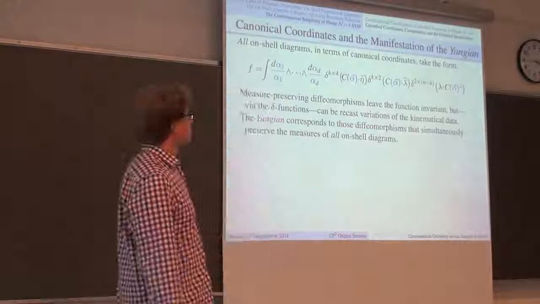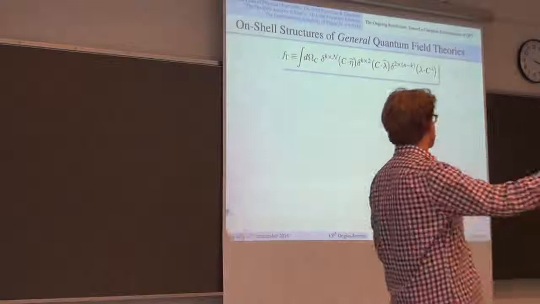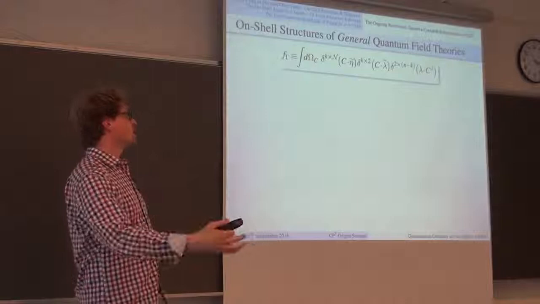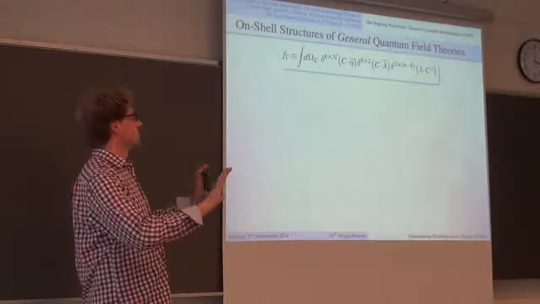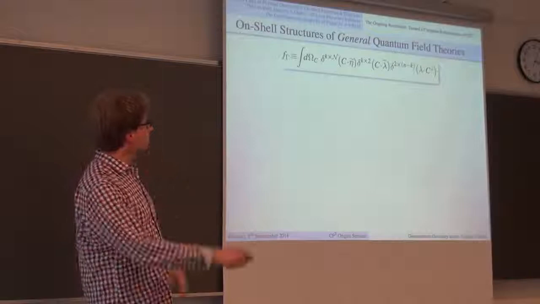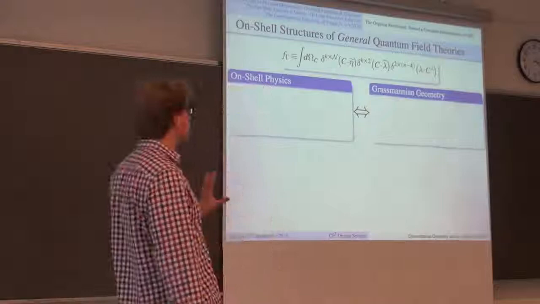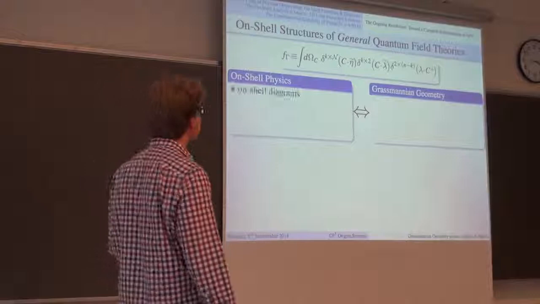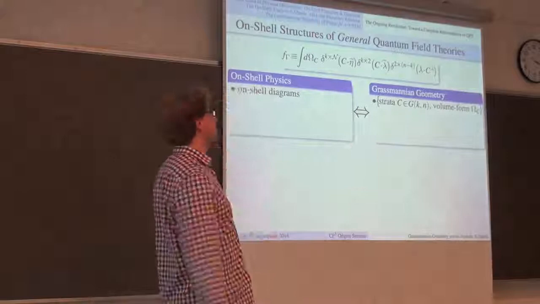Absolutely. Okay, so let me summarize the story here, what the connection is. For a general quantum field theory, we have this notion of on-shell diagrams, which we can define. And for theories of massless particles, at least, these diagrams are unnormalized, they're just meaningful functions that we can talk about. And there's always this way of representing them in terms of this Grassmannian, with a very large amount of supersymmetry. So there's this very generic connection between physically interesting functions, these on-shell diagrams, and some subspace C, parameterized by some internal degrees of freedom, with an associated volume form.